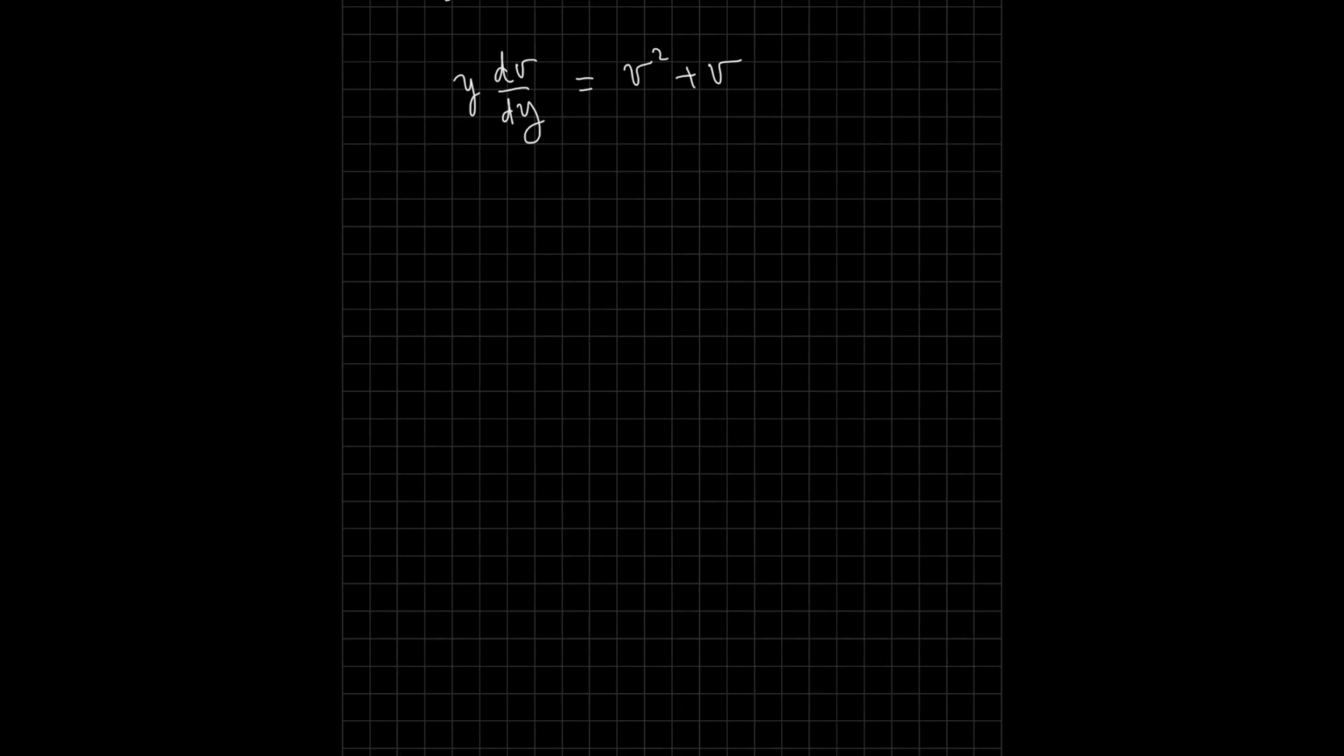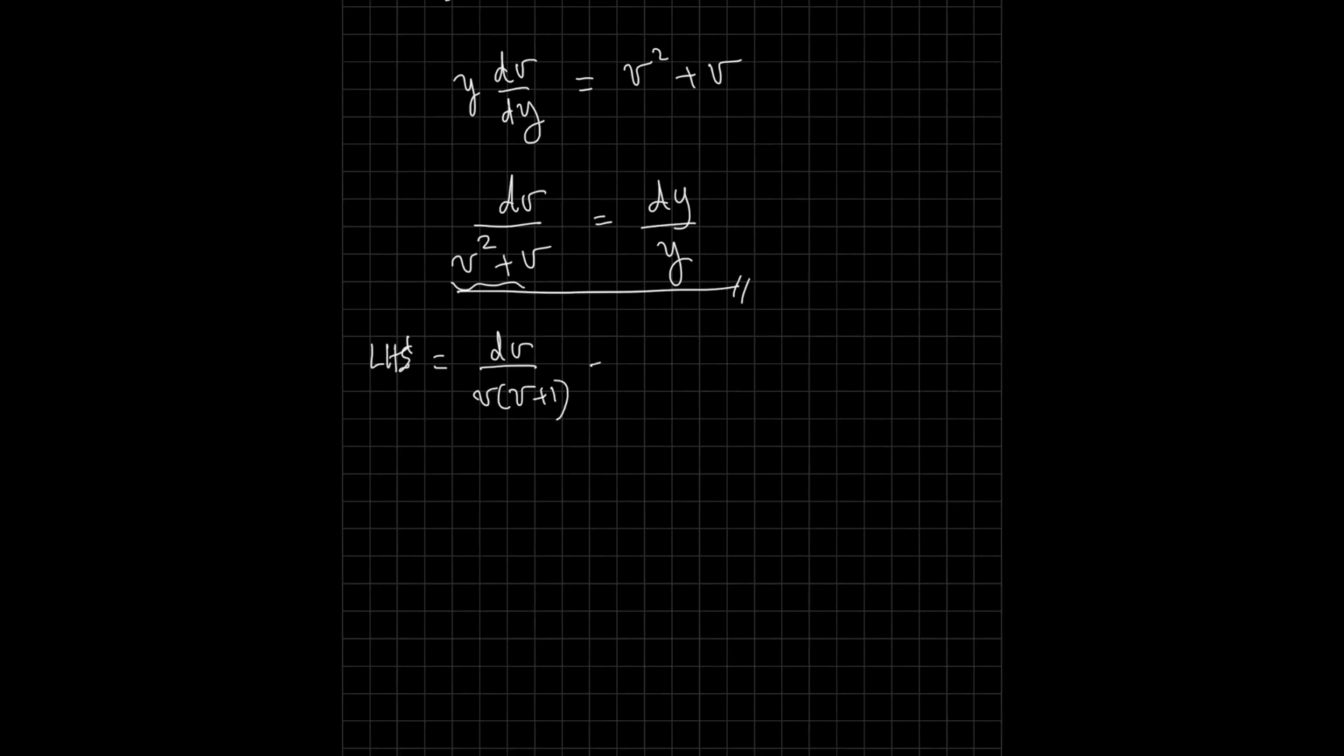And now this is clearly a variable separable equation. You can separate the v's from the y's, and if we do that, we get dv over v squared plus v here, and here we get dy over y. And this integration is not very difficult, right? So let's begin with the left-hand side. This bit is dv over v(v plus 1), and you can use partial fractions.